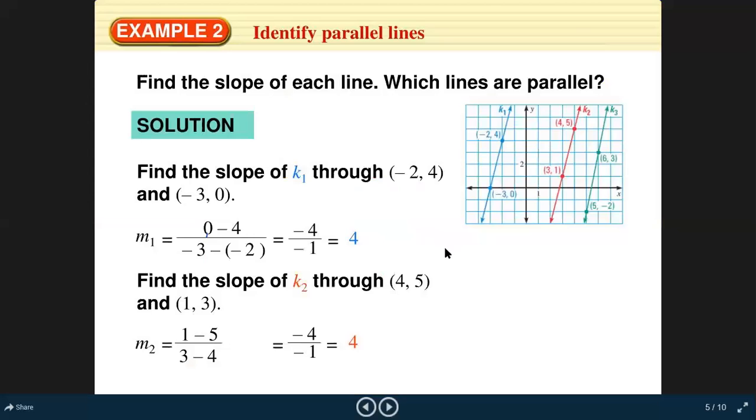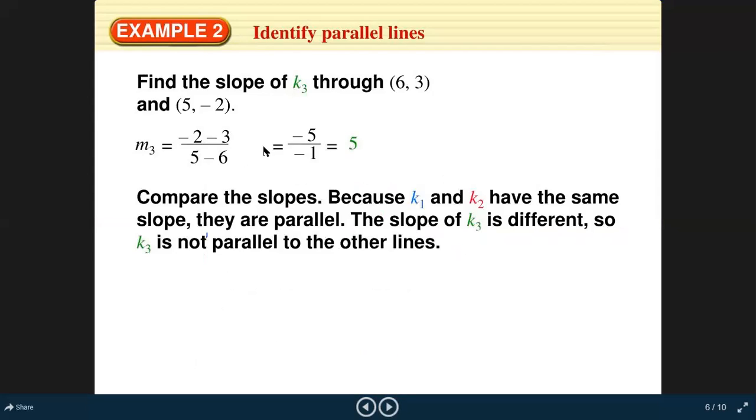Let's solve this question. We have now three lines: K1, K2 and K3. In the same way, we are going to calculate the slope for each one. We calculate the slope of K1, and then the slope of K2. We note that the slope of K1 was equal to 4, and the slope of K2 also equals 4. We will continue, so we found that the slope of K3 is equal to 5.